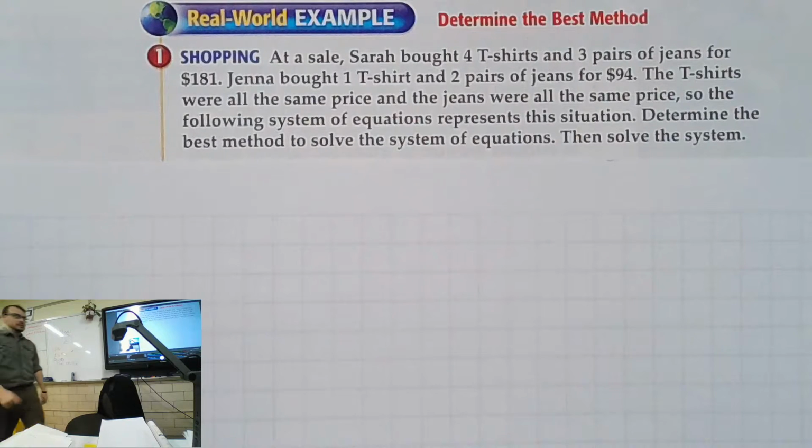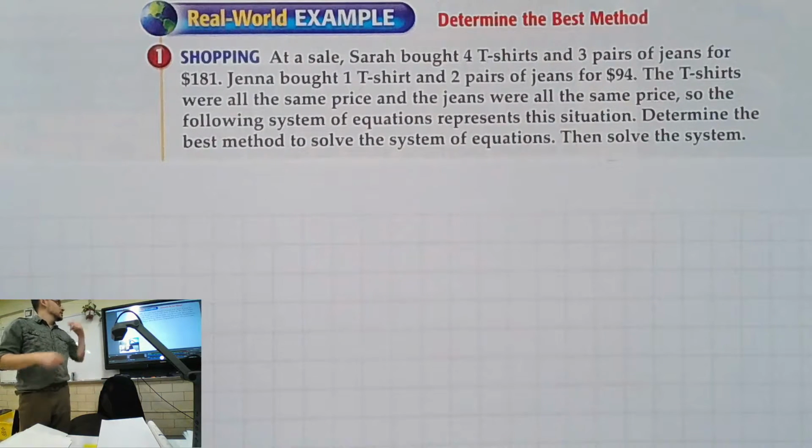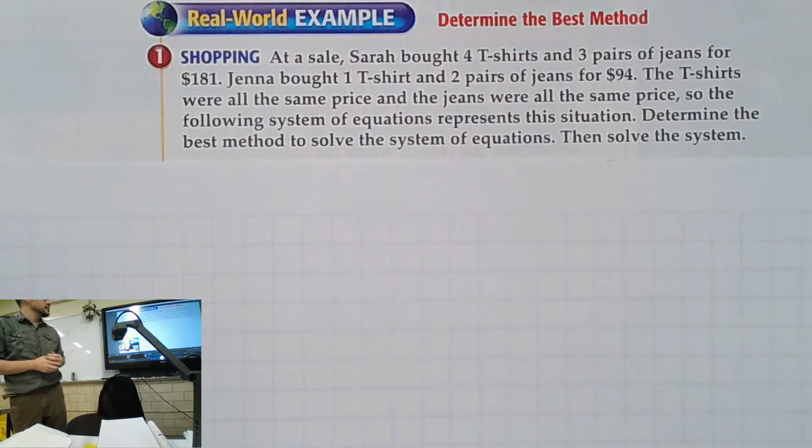Story problem. It says, at a sale, Sarah bought 4 t-shirts and 3 pairs of jeans for $181. Ooh, Jenna is not buying on a sale. Jenna bought 1 t-shirt and 2 pairs of jeans for $94. The t-shirts were all the same price and the jeans were all the same price. So the following system of equations represent the situation. Determine the best method to solve this equation.